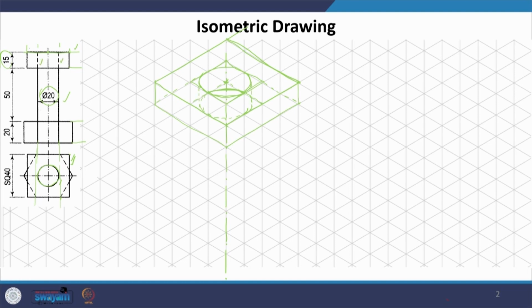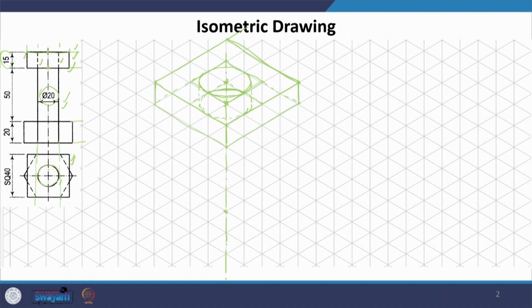So, we have these lines represented by the dark lines here, the solid lines here, and another face. Now, we have to draw the shaft of this. So, say this is 50. Now, the center of this is this point, 50 down.